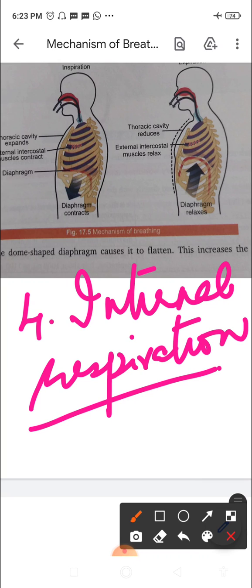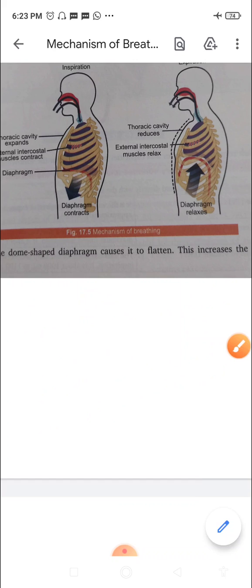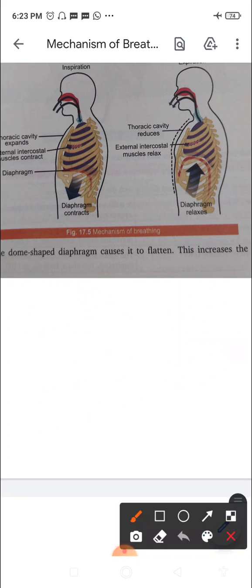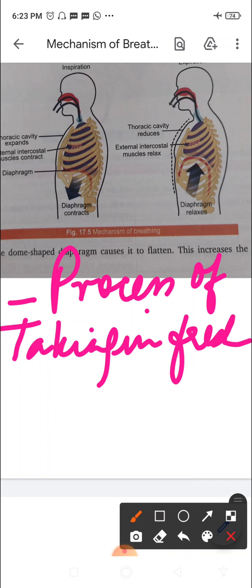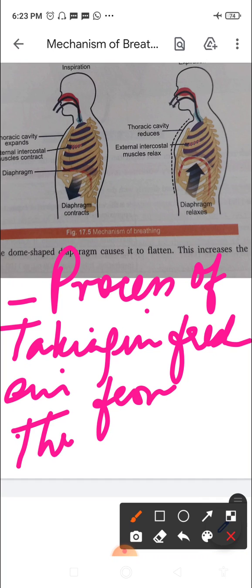Now coming to breathing, what is breathing? It is simply the process of taking in fresh air. There is no chemical reaction that takes place in breathing. We take in fresh air from the atmosphere into the lungs. Another step of breathing is expelling, giving out the foul air from the lungs.